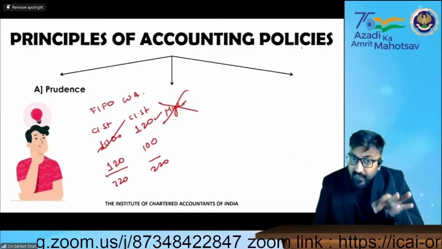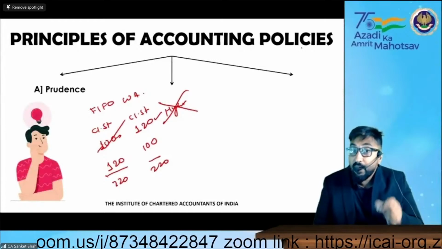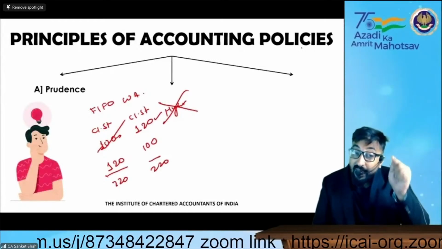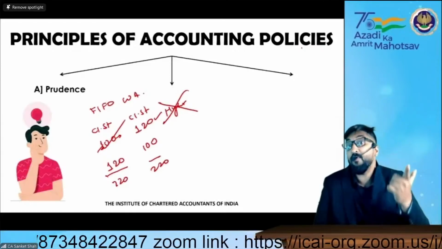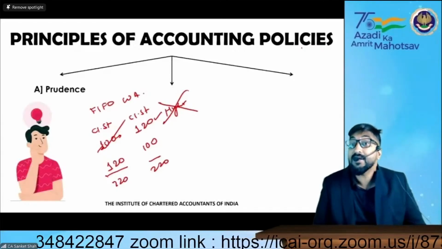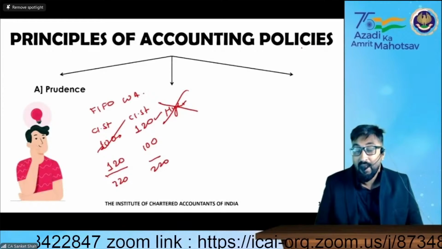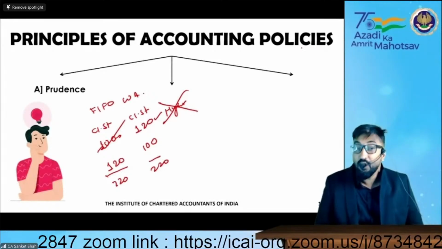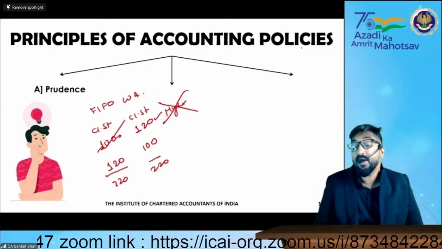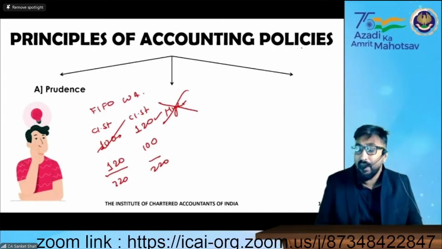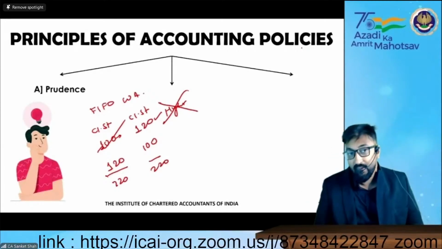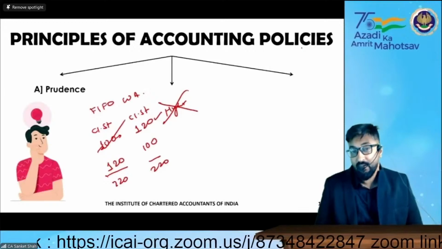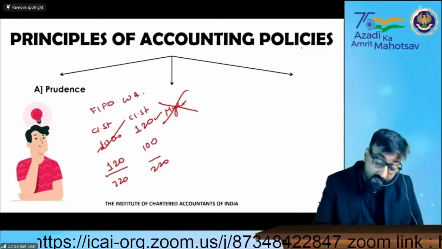Today you get less profit, but tomorrow weighted average will give you low profit while FIFO will give you high profit. So you should select such a type of policy. As a chartered accountant, you should give advice to your client: go with the principle which gives you lower profit today, but higher profit in the future. Got the concept? Yes, sir.